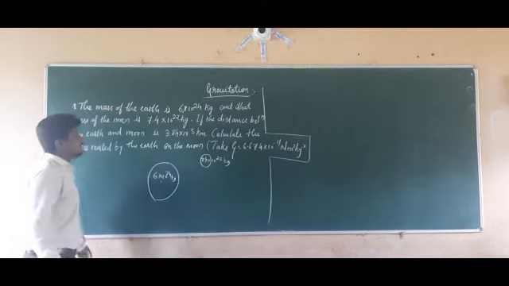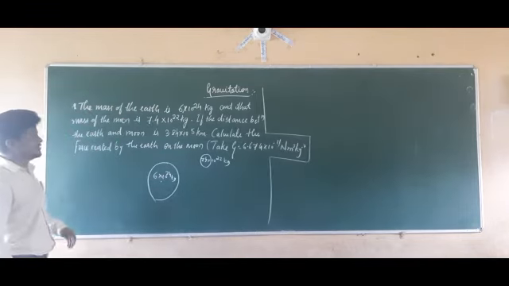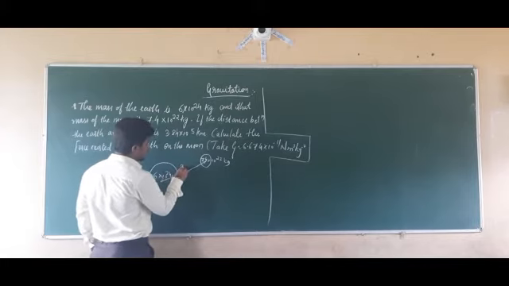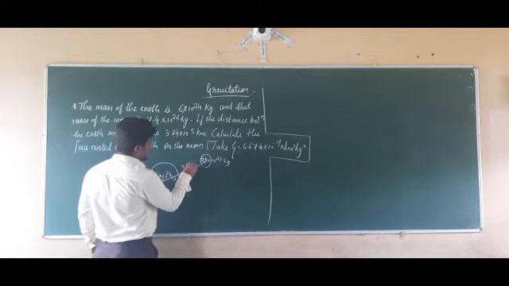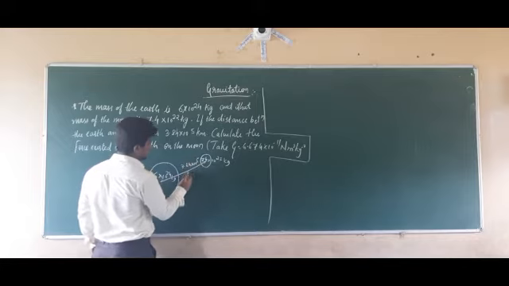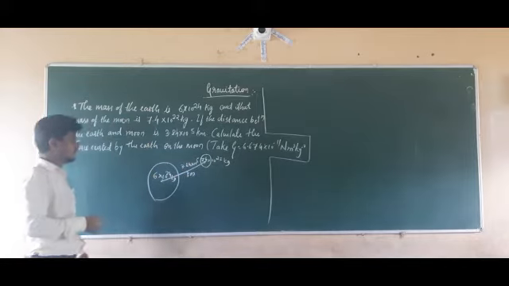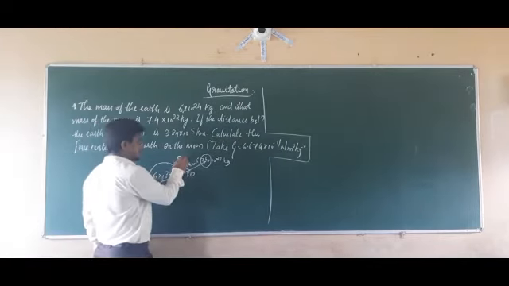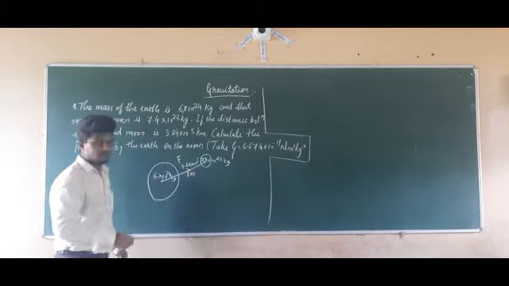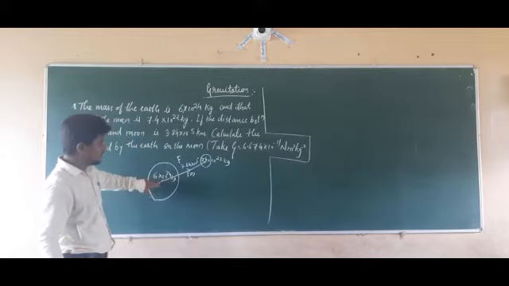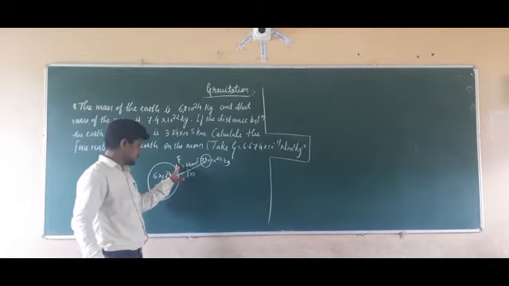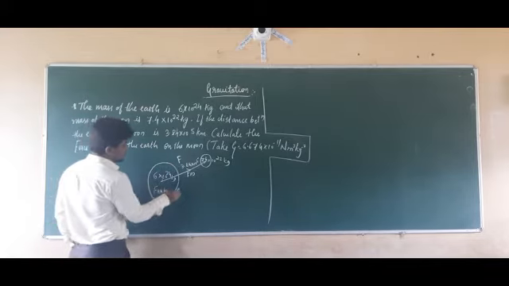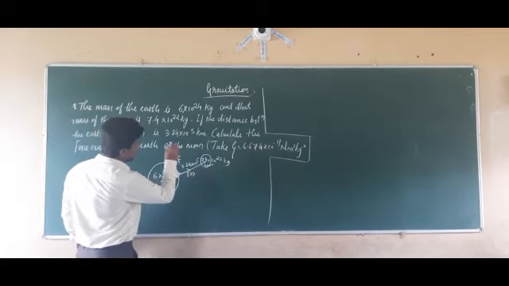The distance between the Earth and Moon is given as 3.84 into 10 raised to 5 kilometers. What you have to calculate is the magnitude of the force exerted by the Earth on the Moon. So this is the Earth and this is the Moon, and we have to calculate the F here.